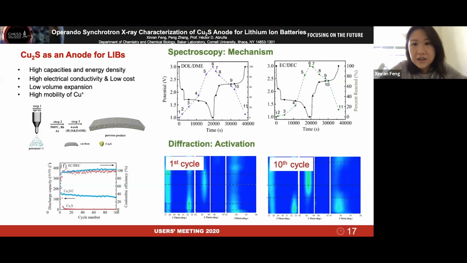So we have used spectroscopy to study the mechanism of copper sulfide in both carbonate-based electrolyte and ether-based electrolyte. And we also use diffraction to study the activation process of the carbon wrapped copper sulfide in the carbonate-based electrolyte.